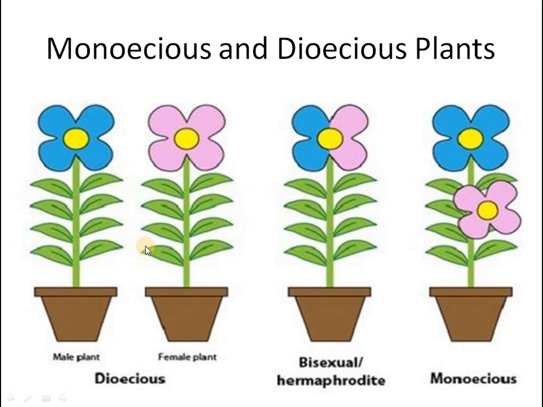Here in the diagram again, I have tried to show you what these terms mean. Dioecious plants mean that the male and female flowers are lying on different plants. Bisexual flowers are flowers that contain both male and female reproductive organs. A monoecious plant would have both kinds of flowers, one containing the male reproductive organ, the other containing the female reproductive organ.